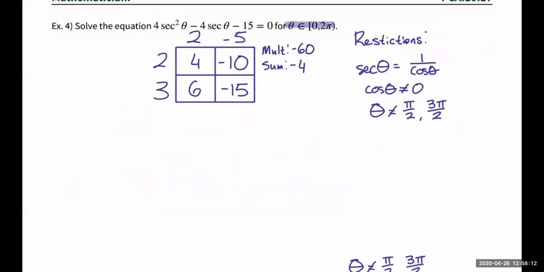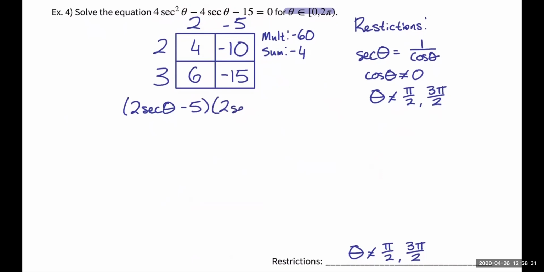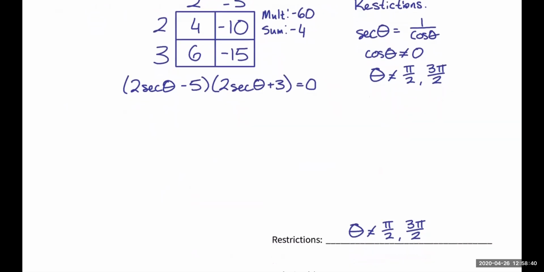All right, so let's go ahead and just write those up. So in factored form, 2 secant of theta minus 5, right? So that's coming from these coefficients here, and remembering that we are using secant of theta in place of x, because it's not a normal quadratic equation. And then 2 secant of theta plus 3, and all of that is equal to 0. All right, now we can use some zero product property. So 2 secant of theta minus 5 is equal to 0. And our other factor is also equal to 0. So 2 secant of theta plus 3 is equal to 0.